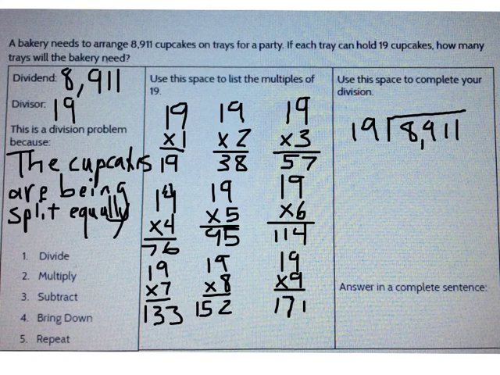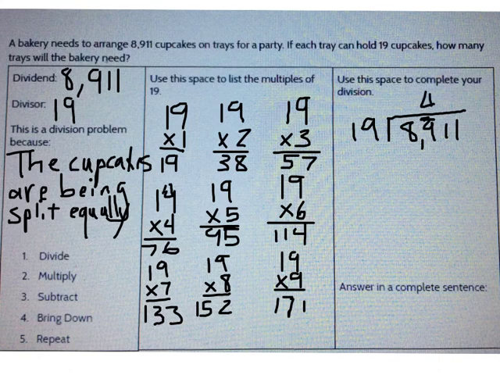Let's start by determining which place we can start our division in. What place can I start dividing in? The first place I can divide in is the hundreds place. I can't take a group of 19 out of 8,000s. I can take a group of 19 out of 8,900s. How many groups of 19 can I take out of 8,900s? How many times does 19 go into 89?